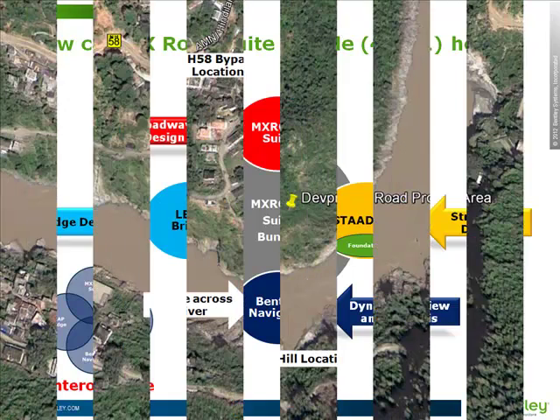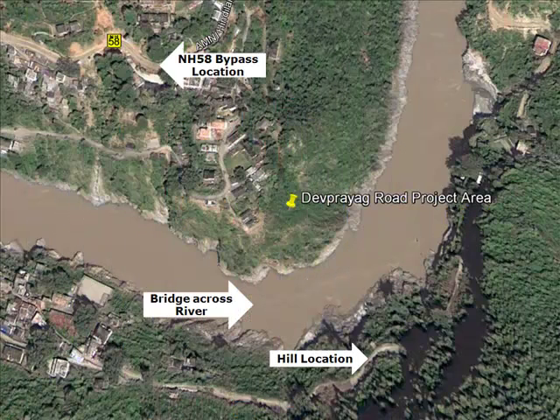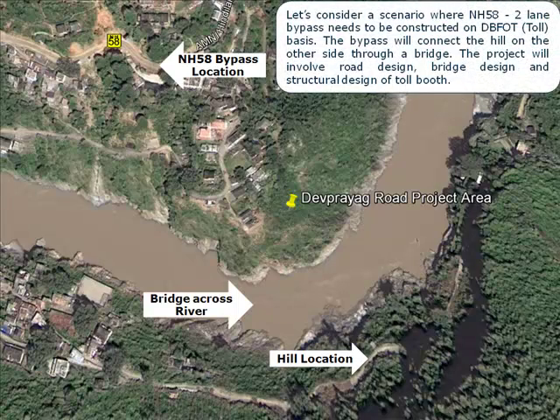Now let's consider a scenario where an NH58 two-lane bypass needs to be constructed on a DBFOT basis. The bypass will connect the hill on the other side through a bridge. The project will involve road design, bridge design, and, this being a DBFOT project, it will involve the structural design of a toll booth.